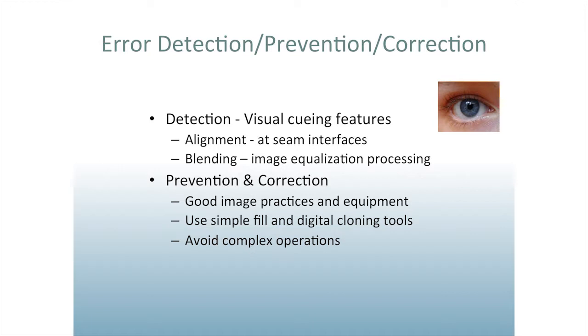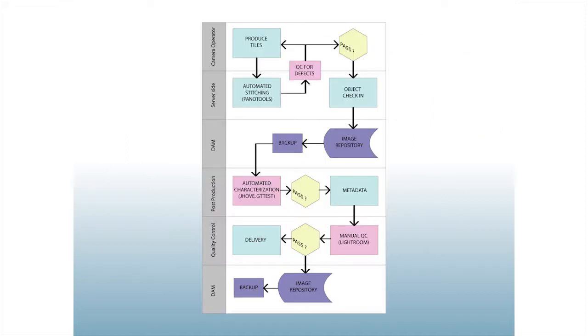So some of Don's observations: error detection and prevention and correction. He offers visual cueing features like alignment, like we just saw, where the lines and maps make defects easy to spot. The lines don't line up. Blending, you might see some sort of a weird transition, especially if the illumination is an issue. And then a couple of other considerations.